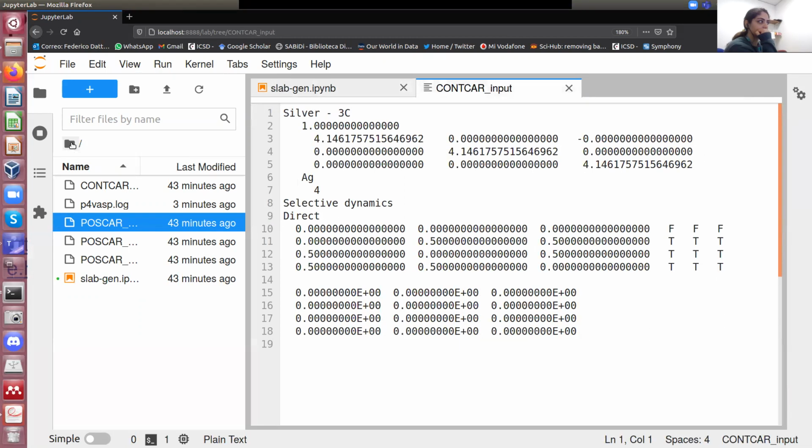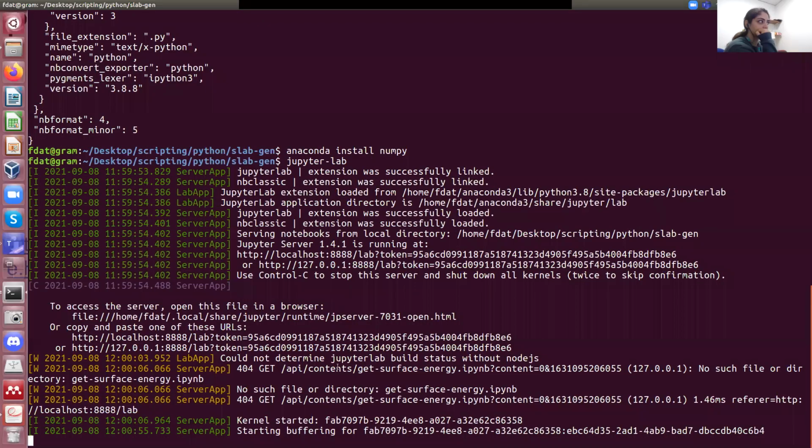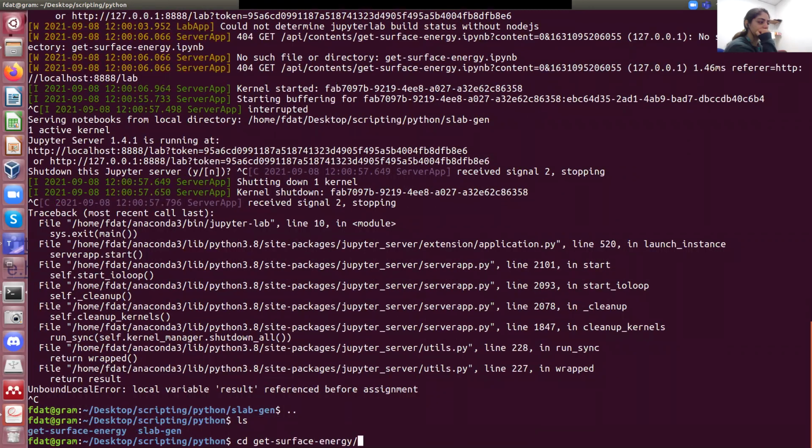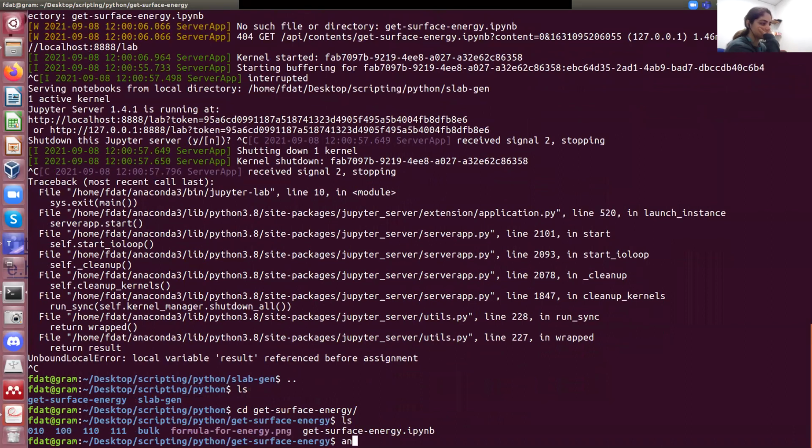Then, okay, I was stupid because I opened it inside and not outside. Then let's go here instead to the surface one. I helped you a bit more.